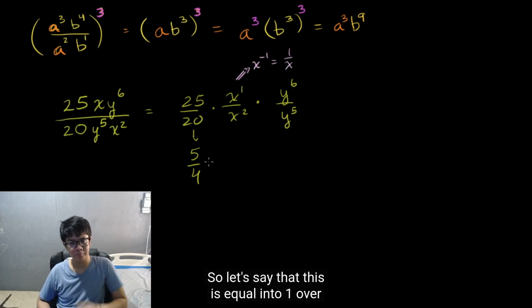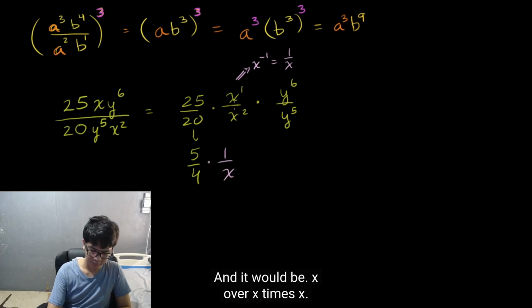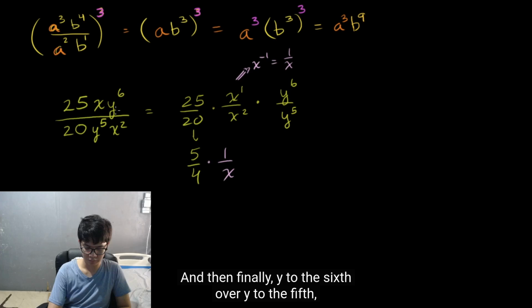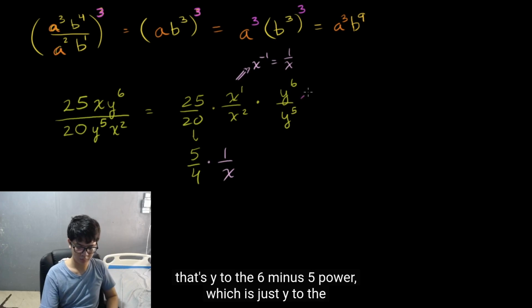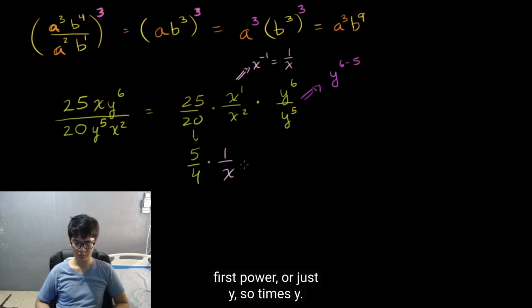So let's say that this is equivalent to 1 over x, just like that. And it would be x over x times x. One of those sets of x's would cancel out, and you're just left with 1 over x. And then finally, y to the 6th over y to the 5th, that's y to the 6 minus 5 power, which is just y to the first power, or just y. So times y.